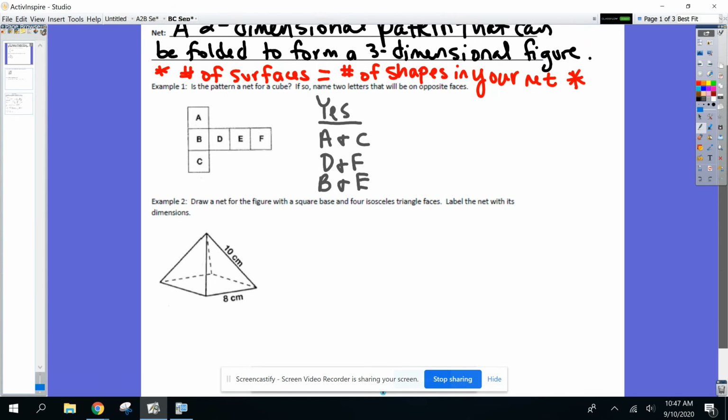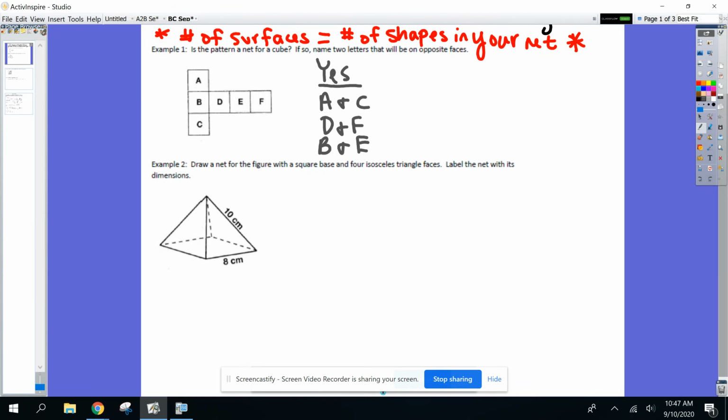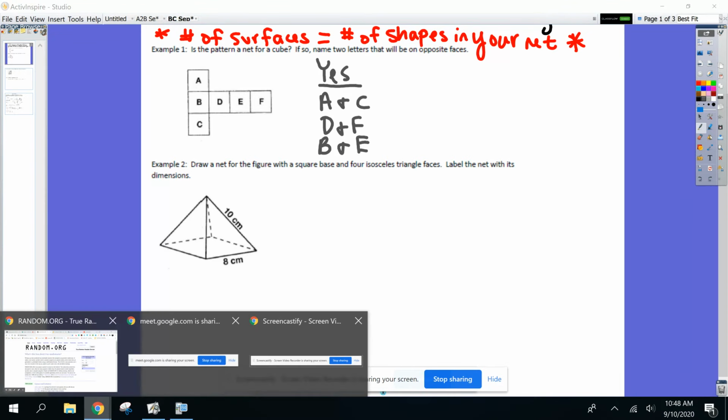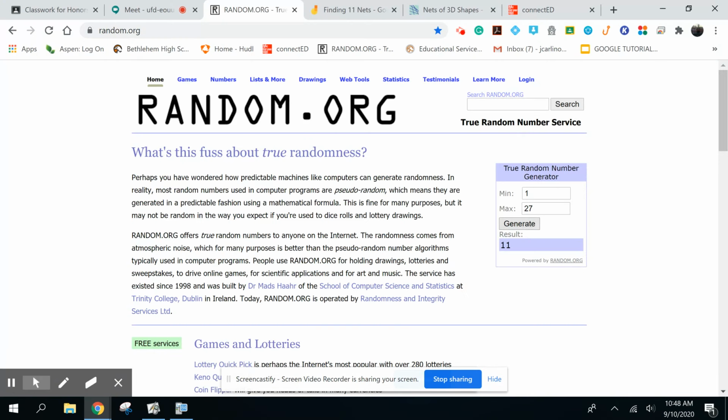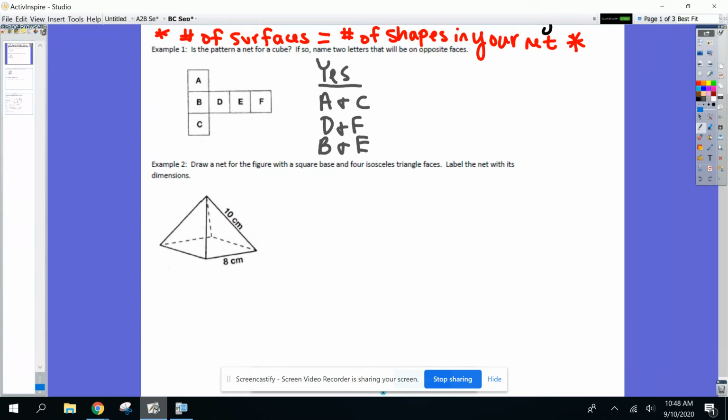That's great that you can fold it up, but can you unfold it now? So here's my 3D object right now. I would like you guys to unfold it and draw the net for me. Okay, can you draw the net? Before you start, I have a quick question. How many surfaces does this 3D figure have? How many surfaces? Here you go, number 11. How many surfaces does it have? Anthony?